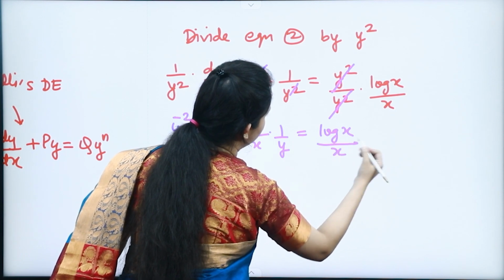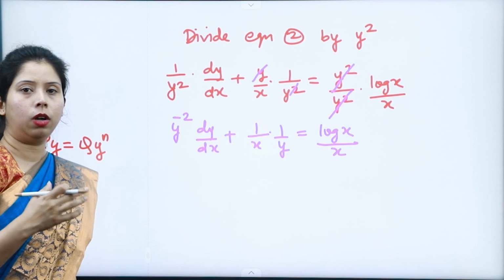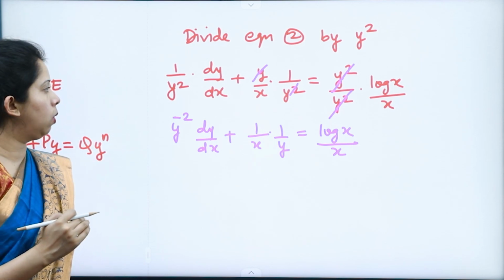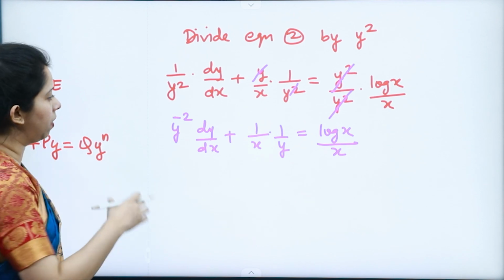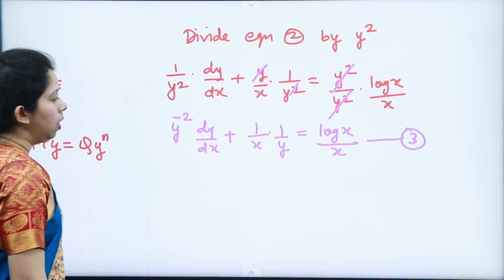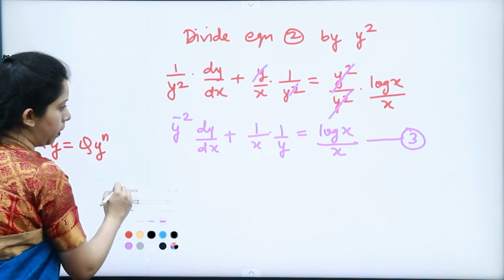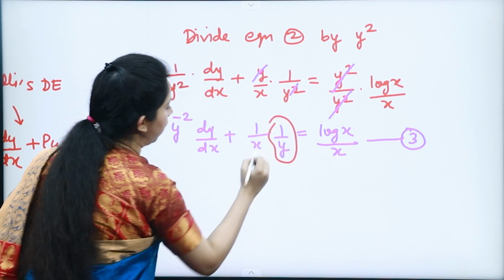So this was the very first step: after dividing the whole equation by x, after transforming it into the standard form of Bernoulli differential equation, we have to remove the term of y from the RHS. So we have done that. Now we can mark this as equation number 3. Now the second step is, from this particular equation we have to substitute the value of 1 upon y.